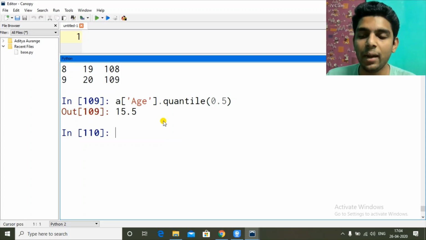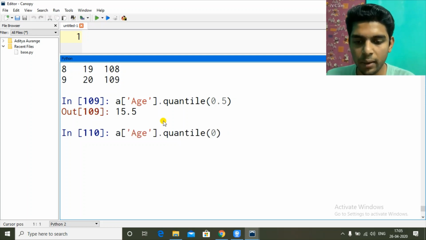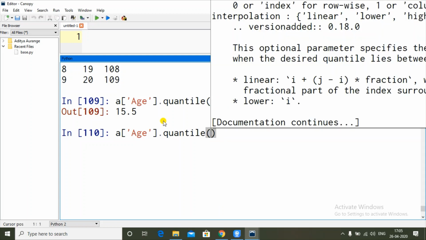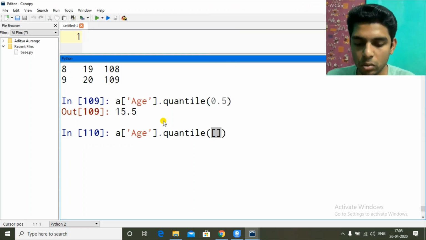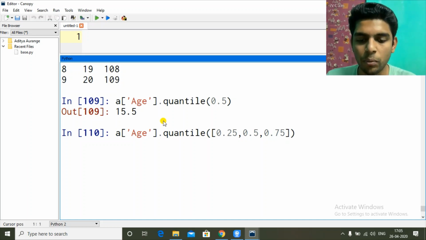How can we find that? We find it using the quantile function only. Nothing extra, the same quantile function, but we give 3 values: 0.25, 0.5, 0.75. 0.5 or 0.50 means the same.